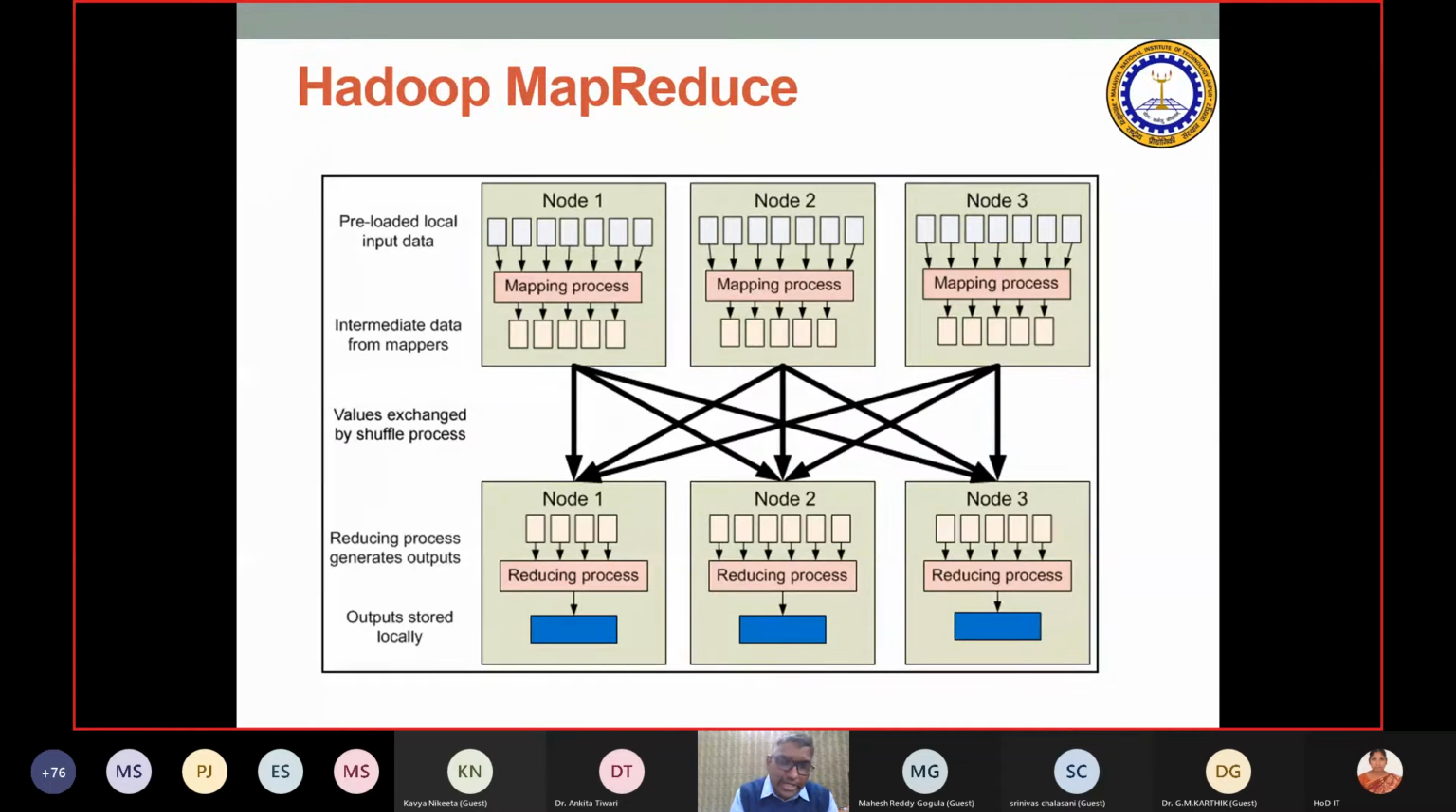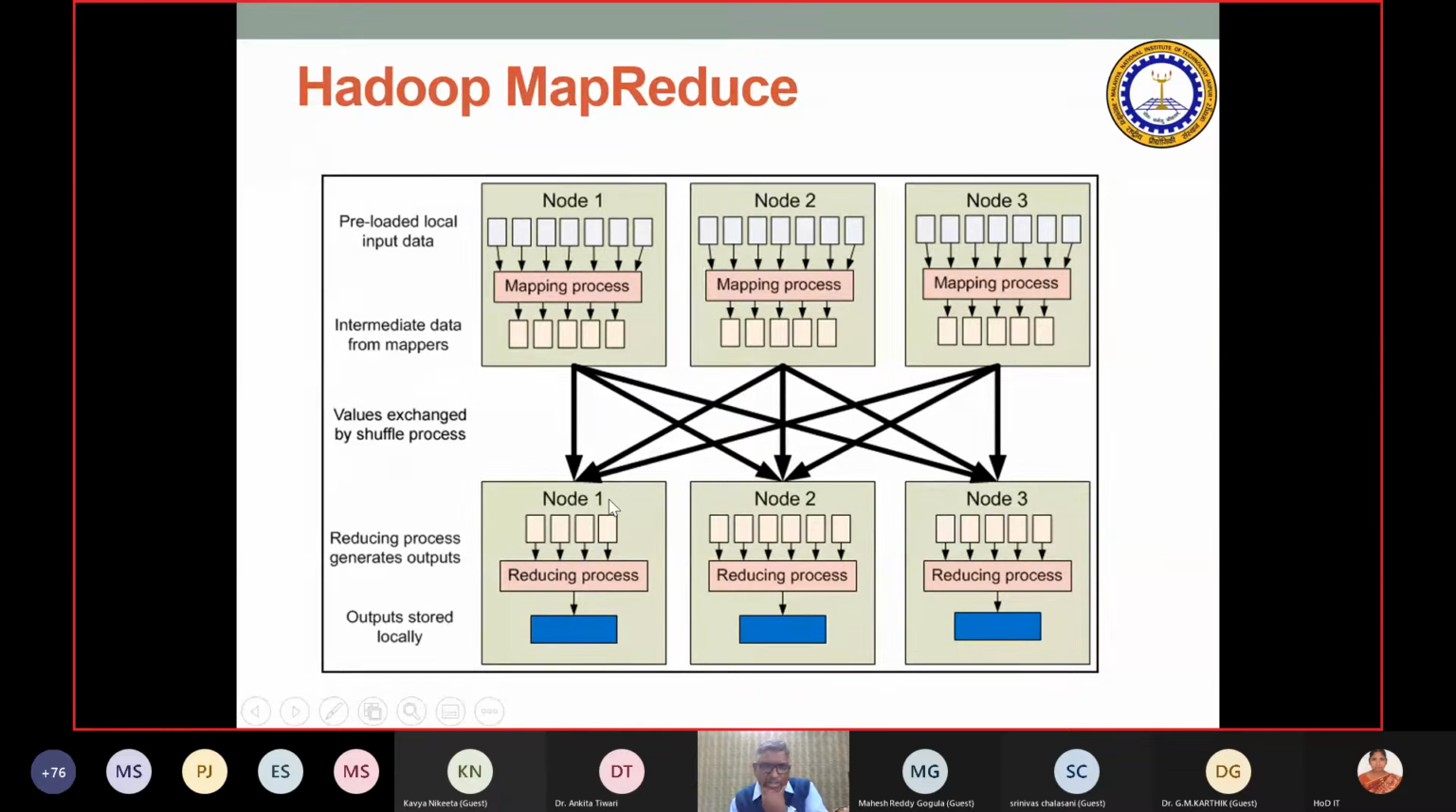Now how is it done? If you look at it, first node 1 has some data. So there are some blocks and there is some mapping process which goes on, and then an output comes. So this is the mapper input and this is the mapper output. The mapper output is shuffled and sorted here. Shuffling and sorting takes place. And then this becomes the reducer input and the reducing process, and this becomes the reducer output, or in fact finally the output that is coming.